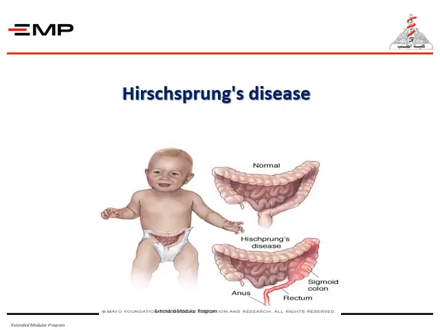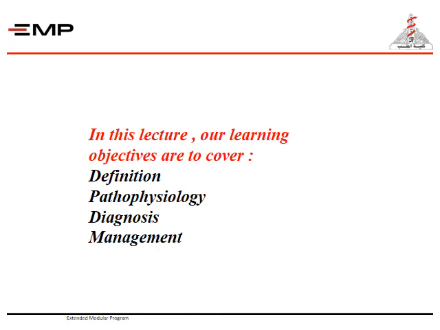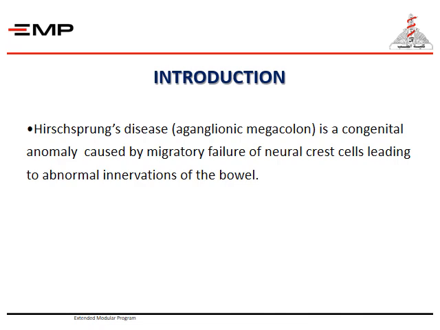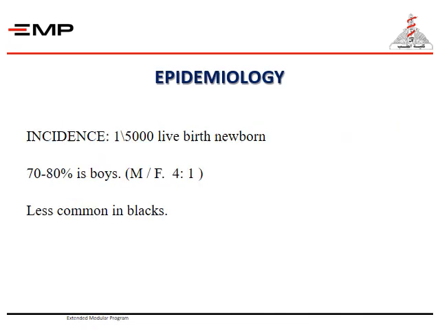Hirschsprung's disease. Hirschsprung's disease is the most common cause of lower intestinal obstruction in neonates. In this lecture, our learning objectives are to cover definition, pathophysiology, diagnosis, and management. Hirschsprung's disease, or aganglionic megacolon, is a congenital anomaly caused by migratory failure of neural crest cells leading to abnormal innervation of the bowel. Its incidence is about 1 in 5,000 live births.